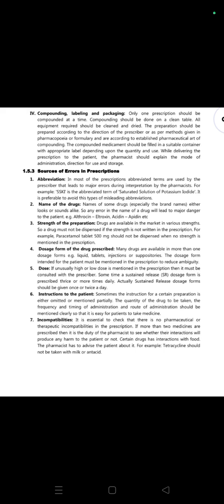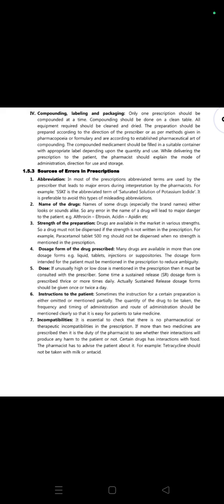The name of the drugs. Names of some drugs either look or sound alike, so any error in the name of the drug will lead to major danger to the patient. For example, Altrocin and Eltroxin, Acidin and Apidin, etc. Strength of preparation. Drugs are available in the market in various strengths, so a drug must not be dispensed if the strength is not written in the prescription. For example, paracetamol tablet 500 mg should not be dispensed when no strength is mentioned in the prescription.